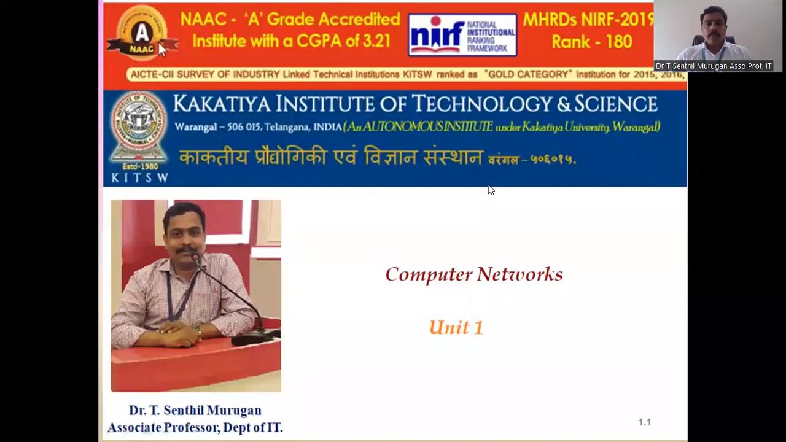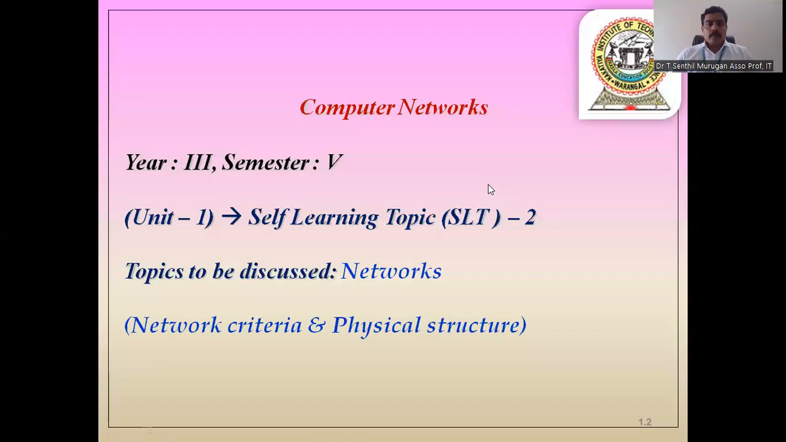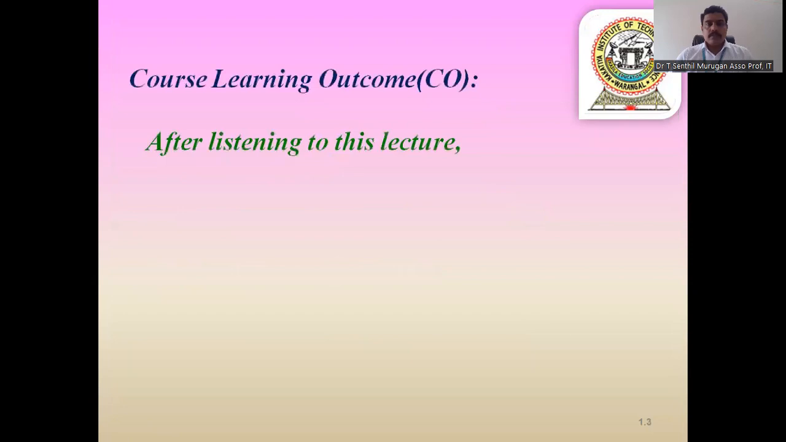Today we are going to discuss self-learning topic 2. In this topic, we will discuss the types of connections used in computer networks and the topologies used in computer networks. The physical structure of the computer network as well as the network criteria we are going to discuss in this lecture. Before starting the class, we must discuss the course learning outcomes.